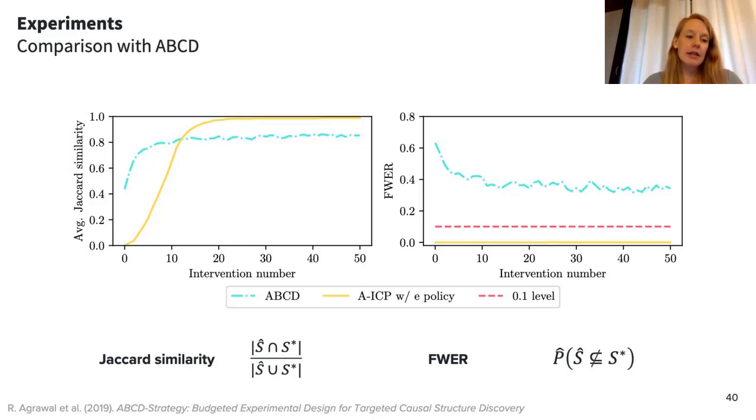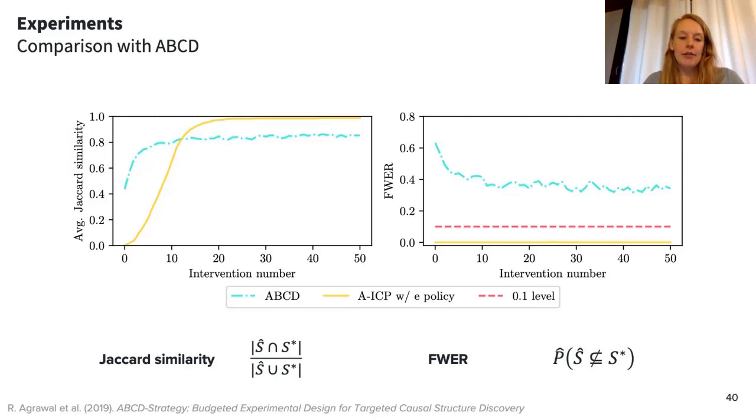In contrast to that, AICP remains conservative in the first few iterations. We can see that by the very low Jaccard similarity at the beginning. At the beginning, as the environments are not yet informative enough, we often actually get the empty set through ICP. So this is the problem I was talking about earlier. But then the power, or the Jaccard similarity, increases quite quickly with the number of iterations, and then also approaches a Jaccard similarity of 1 after roughly 20 interventions. So then we're actually exactly recovering the causal parents.